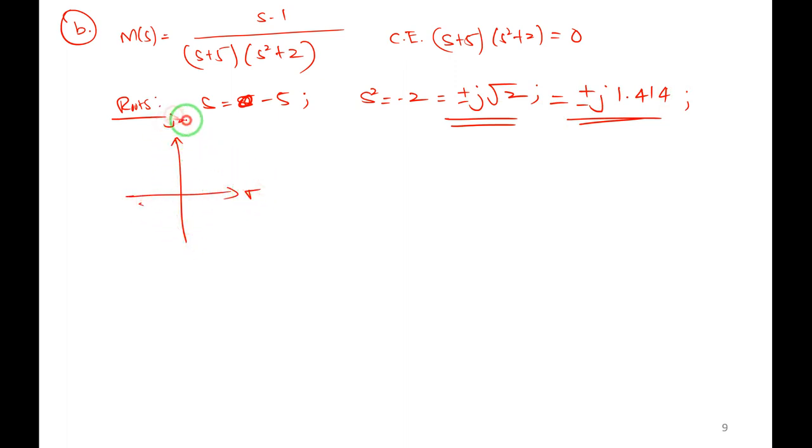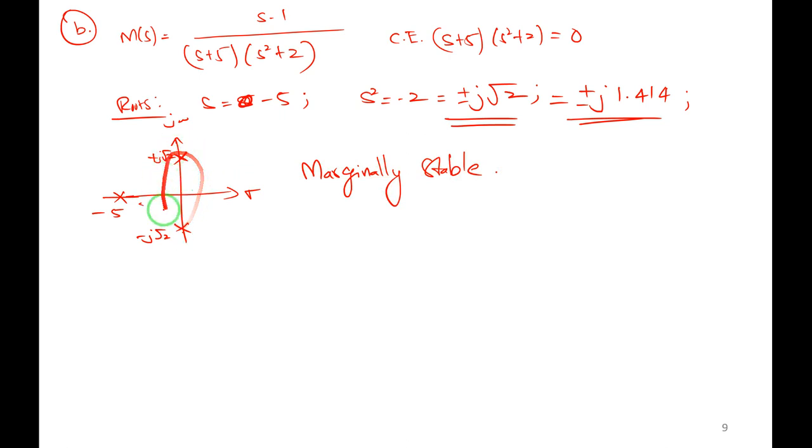On the sigma j omega plane, one of the roots is located at minus 5, then plus j root 2 and minus j root 2. Can you tell what is the stability of the system here? Anyone? Unstable? No. Marginally stable, yes. Observe that one of the roots is lying on the left. We will not worry about this, since the non-repeated roots are on the imaginary axis. So the given system is marginally stable, because non-repeated roots are there on the imaginary axis.